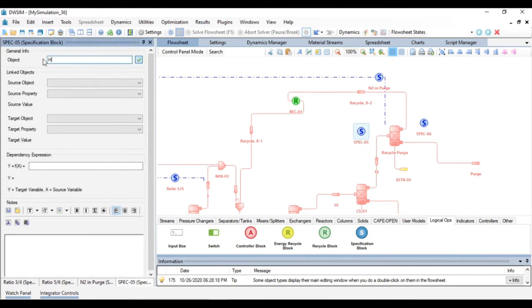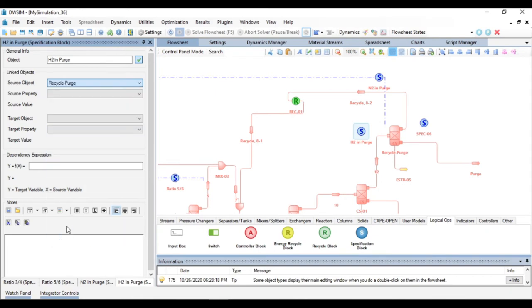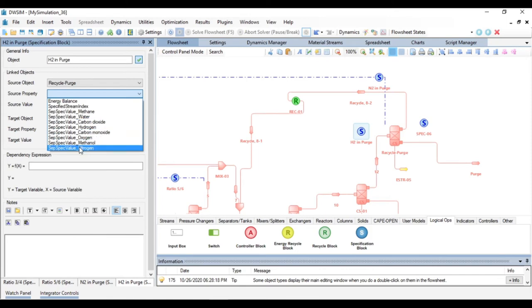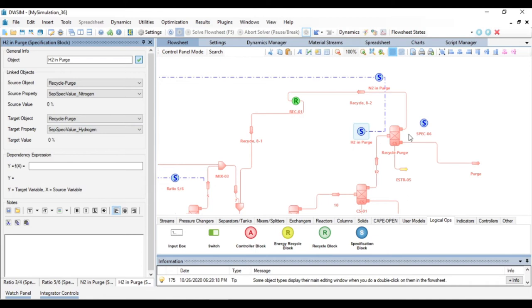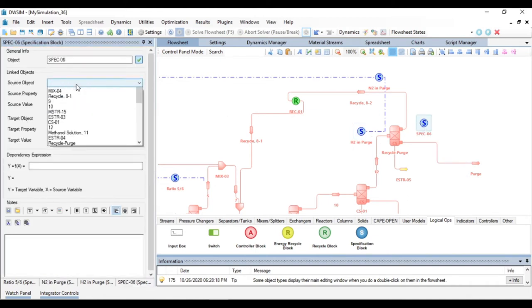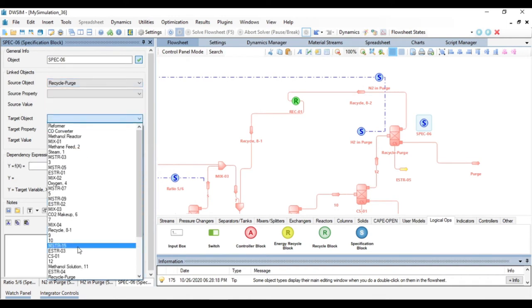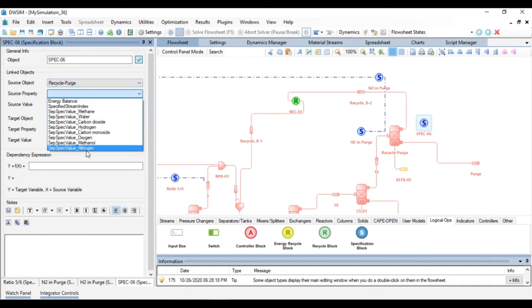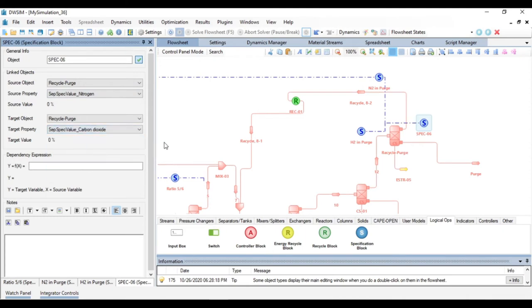We'll name this the H2 in purge, and the source object here is the recycle purge. Also, the target object is the recycle purge. The source property is the nitrogen, and the target property is the hydrogen. Now, in the last specification block, the recycle purge is the source object, also the target object. So the source property is also the nitrogen, and the target property is the carbon dioxide.